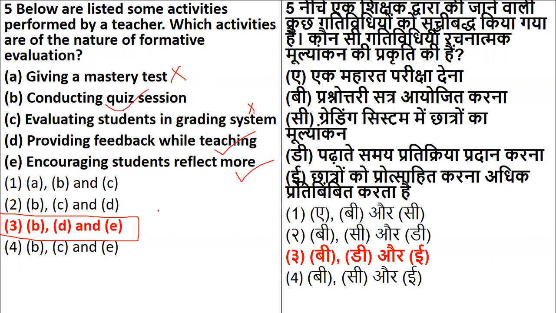Whereas if I talk about summative evaluation, which is cumulative, it means it is taken at the end in order to understand the performance of a child in that specific semester or the academic year. So that is conducted at the end and that is called summative evaluation.